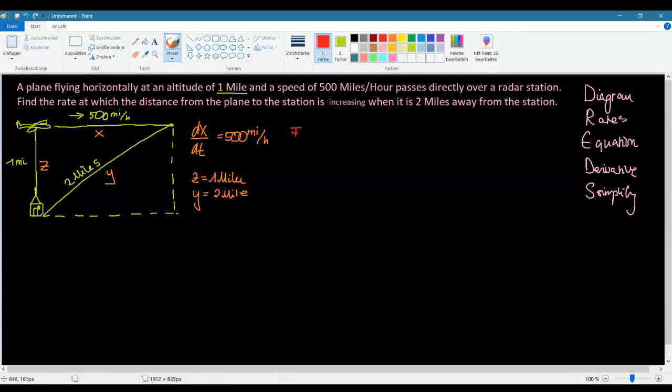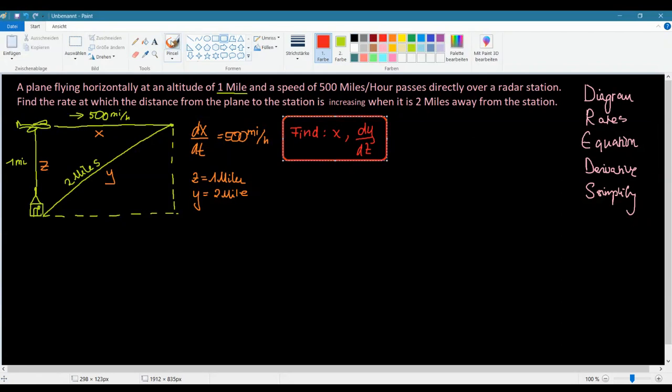So what we need to find to get to what we want to find in the end, we need to find the length of X. And our solution in the end is going to be the rate of change of Y, right? The change in Y over the change in time. That's what we want to find. Okay, so we know what we have. We know what we need to find. Let's get started on that.